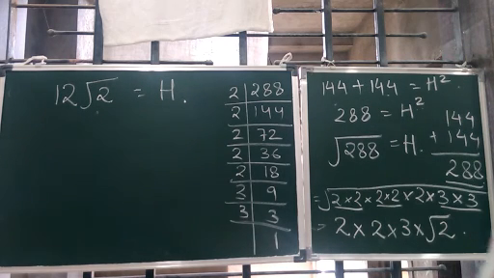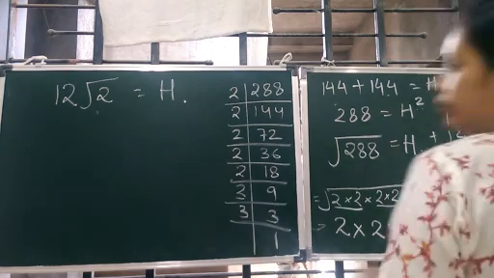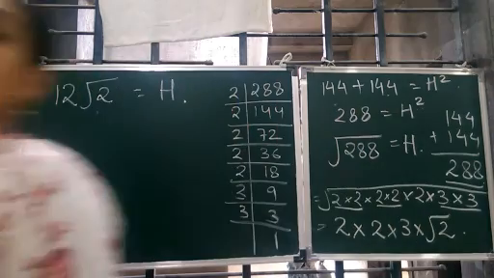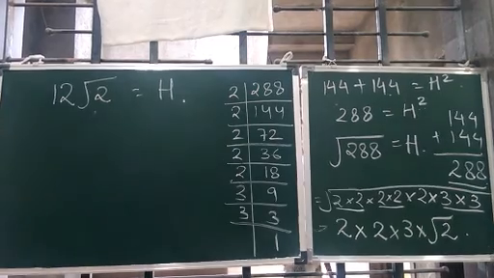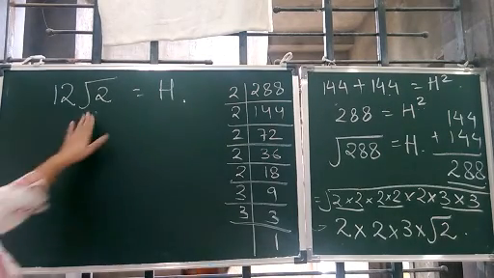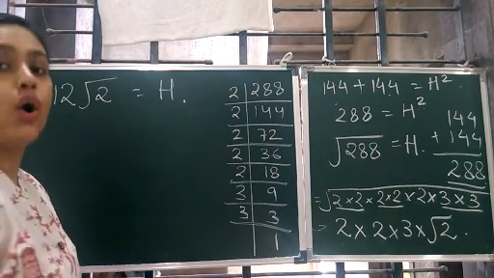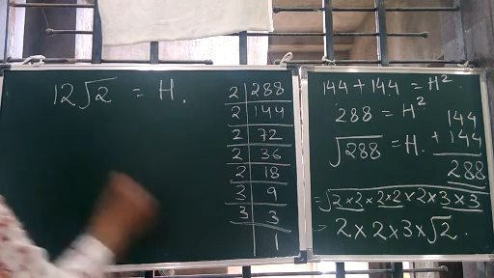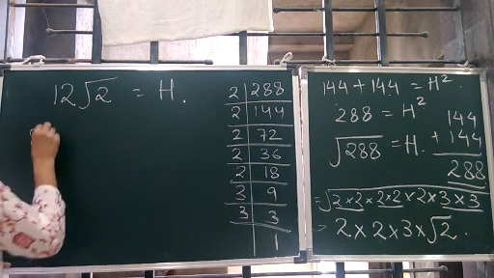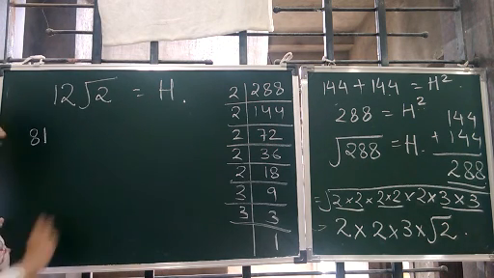Okay. So this is one method to find the square root, and there is one more method to find the square root, the repeated subtraction method. Repeated subtraction method means we keep subtracting the odd numbers. Now how do we do it? See, like suppose we have to find the square root of 81. We start.